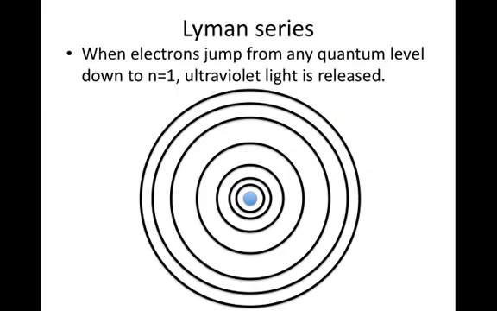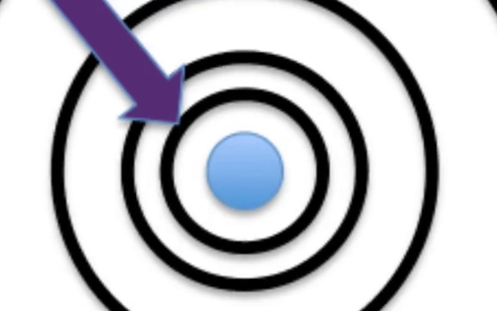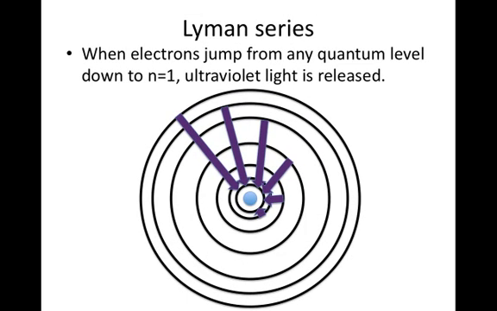Now, this ultraviolet light that is released is called the Lyman series. It's when electrons jump from any quantum level down to the first quantum level. Ultraviolet light is released. So you can see from 7 to 1, you would release ultraviolet light, a particular wavelength of ultraviolet light. From 6 to 1, again, ultraviolet. 5 to 1, 4 to 1, 3 to 1, 2 to 1, all are releasing ultraviolet light. Okay?